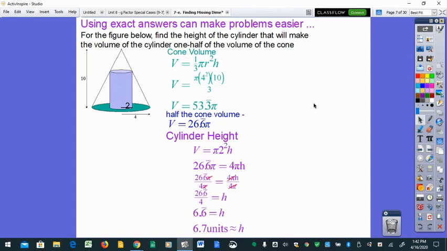So I hope this gets you started doing some little bit more challenging backwards problems, finding the missing dimension in volume. So give it a try.